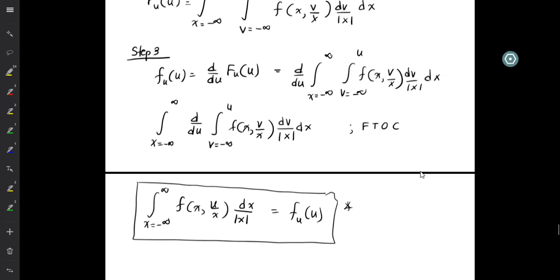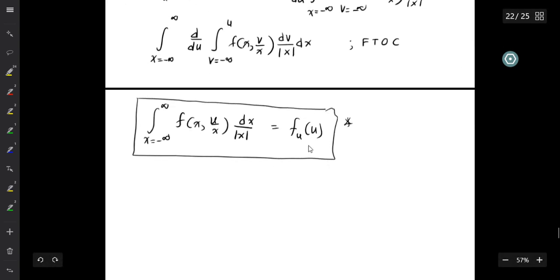Okay, and in a similar manner we can find the density of the quotient of two random variables. So let's try that also. So that is our fourth one.